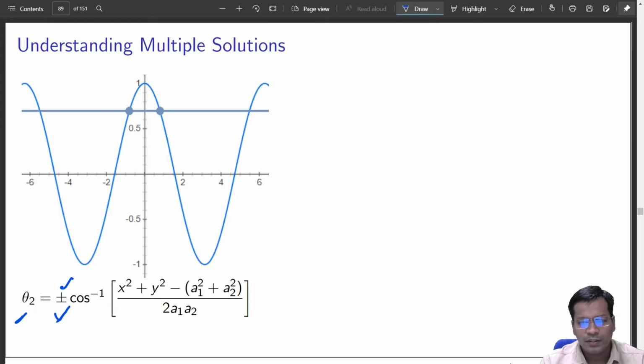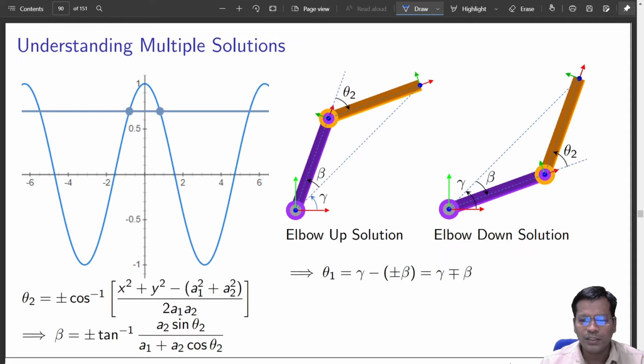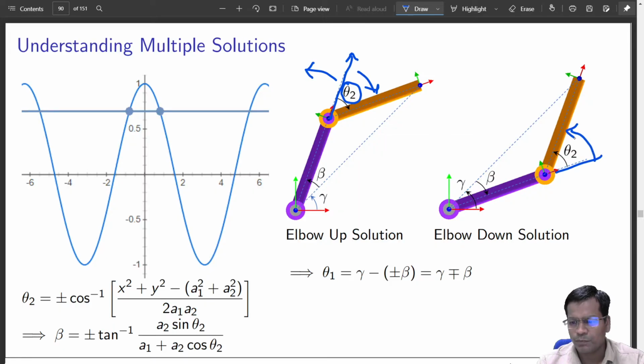What does that physically mean? That means theta 2, with respect to this line, can either go in this direction or it can go in the other direction. Both the values are the same, but the signs are negative and positive.